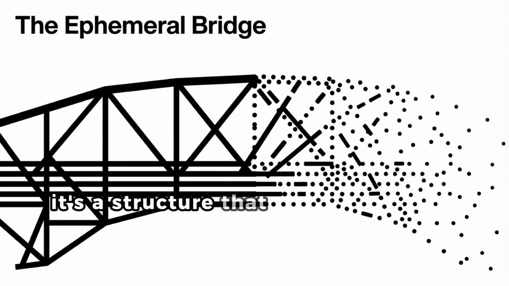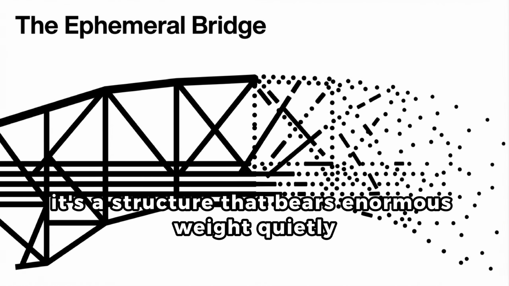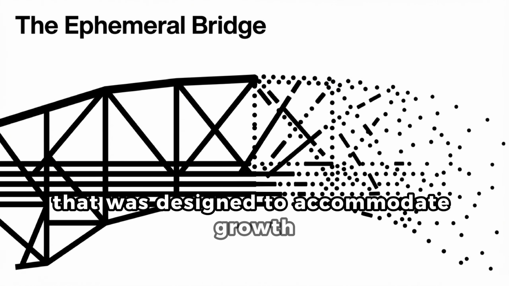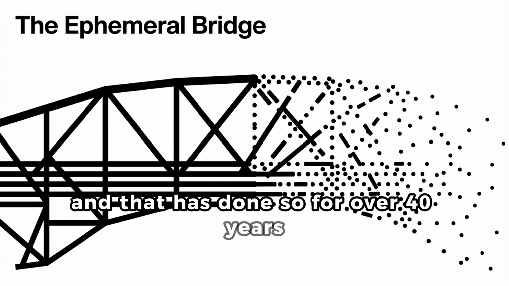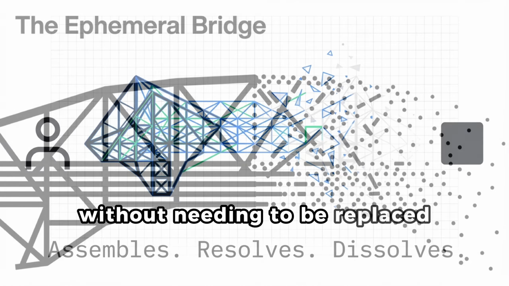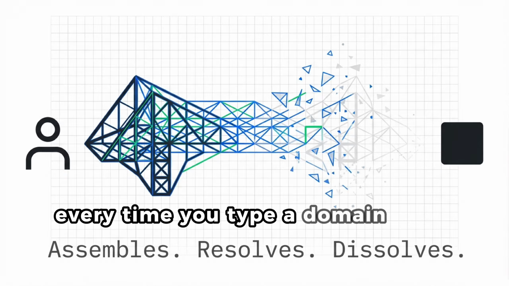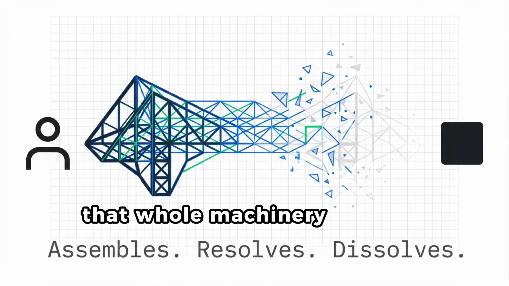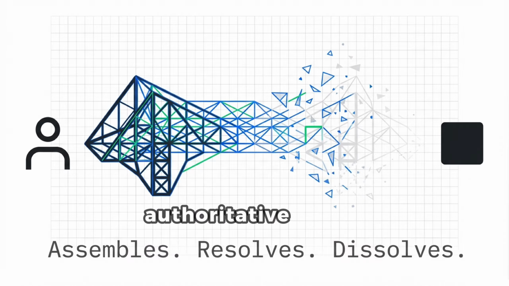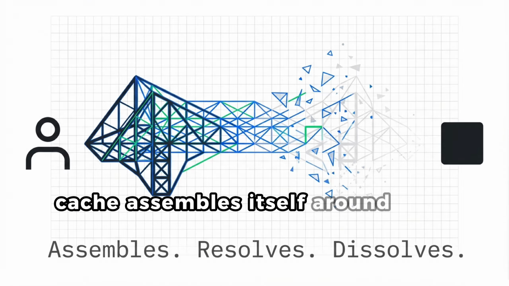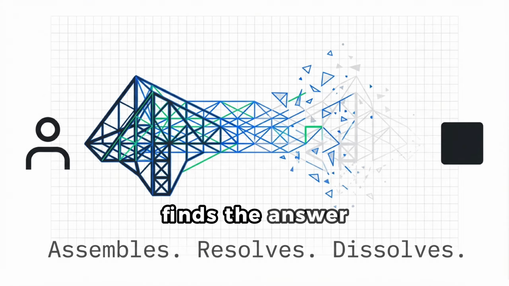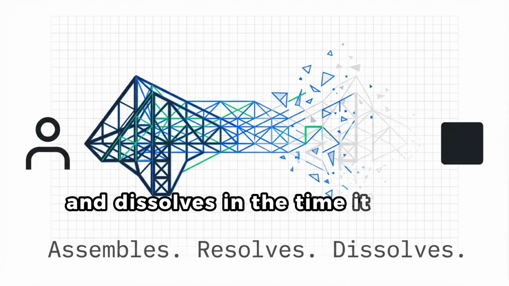It's a structure that bears enormous weight quietly, that was designed to accommodate growth it couldn't fully anticipate, and that has done so for over 40 years without needing to be replaced. Every time you type a domain name, that whole machinery, root, TLD, authoritative server, recursive resolver, cache, assembles itself around your question, finds the answer, and dissolves in the time it takes you to draw a breath.